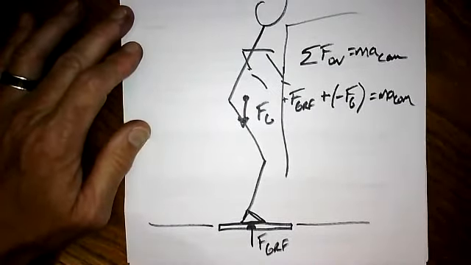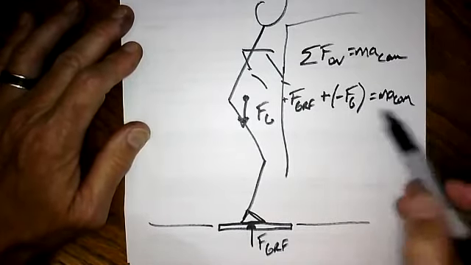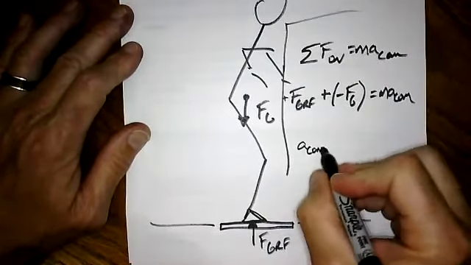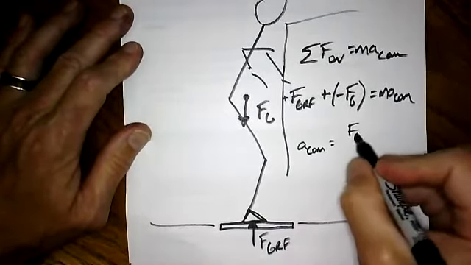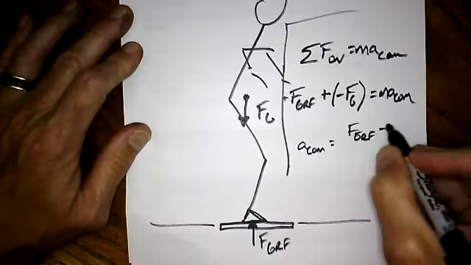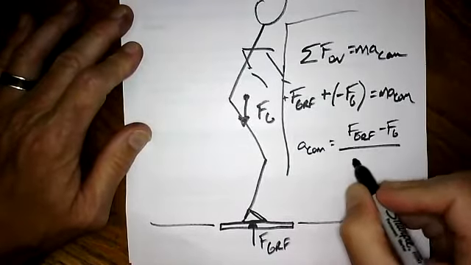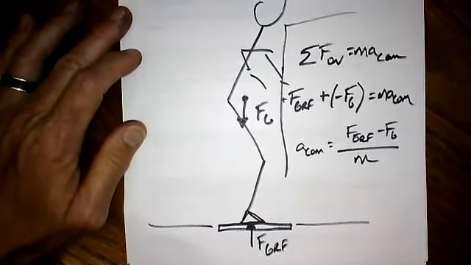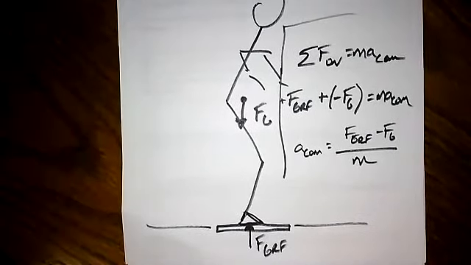All right, so now if we want to find the acceleration of the center mass, all we do is rearrange this equation. a_COM equals (F_GRF minus F_g) divided by m. And then we'll get the acceleration of the center mass due to the ground reaction force.